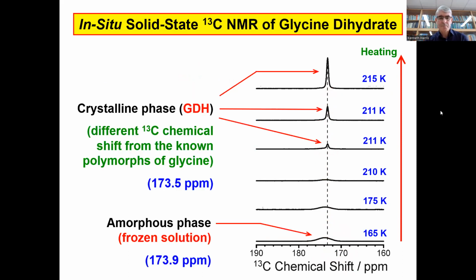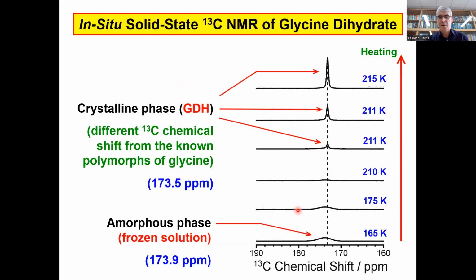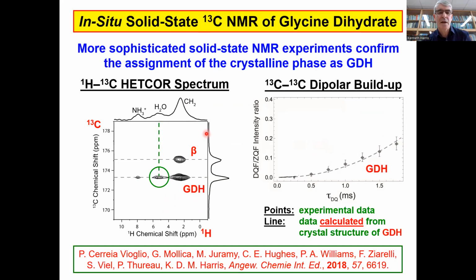Now this crystalline phase has this particular isotropic chemical shift, and that is different from any of the three anhydrous crystalline phases, alpha, beta, and gamma. And the glycine dihydrate appears here. And because this solid phase is produced here, and it doesn't evolve at this temperature, we can actually carry out fairly sophisticated NMR experiments to characterize what material we have. The result here is completely consistent with it containing water, for example.